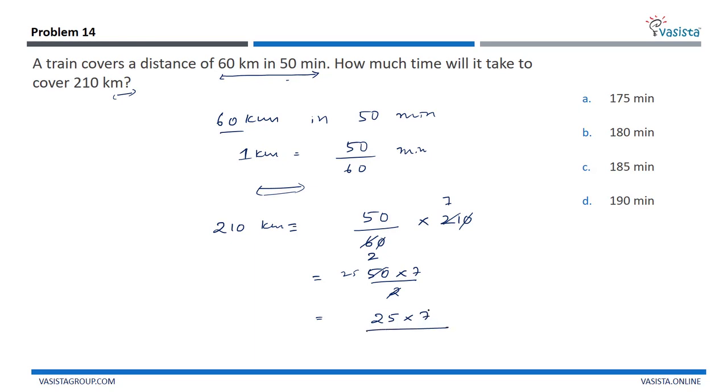Just multiply it. 7 5s are 35, 5 3 carry. 7 2s are 14 plus 3, 17. So it will take 175 minutes to cover 210 kilometers. You got this? That is 175 minutes. Option A is the right answer.